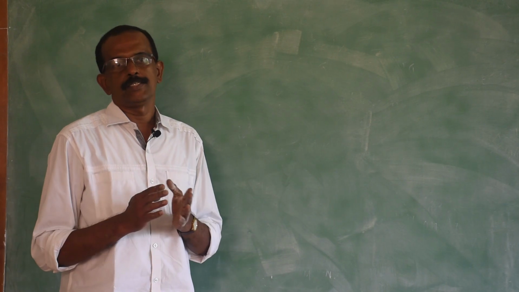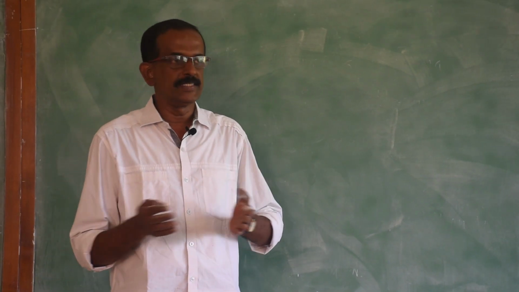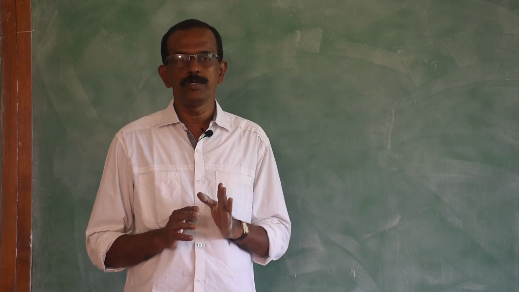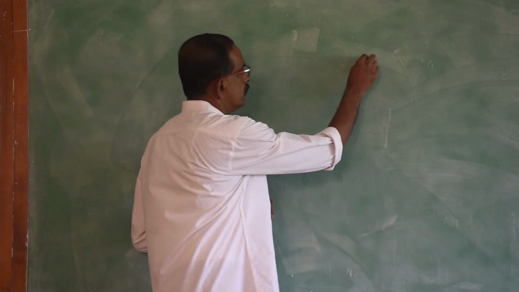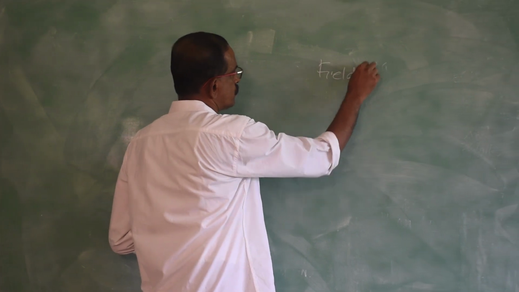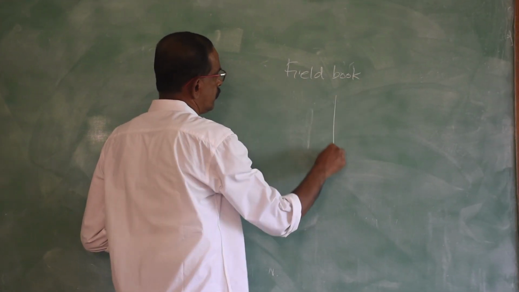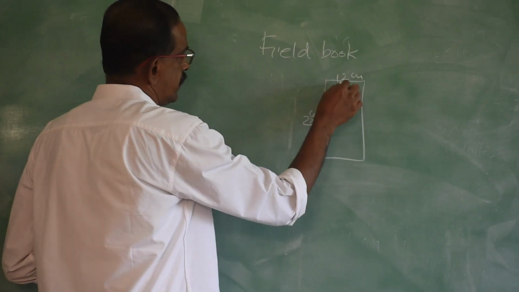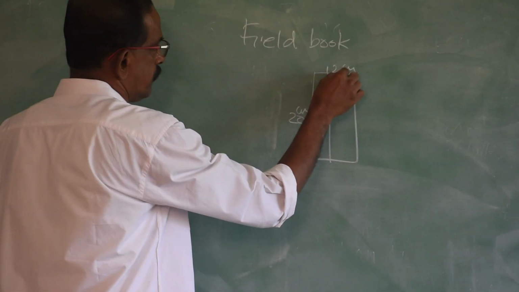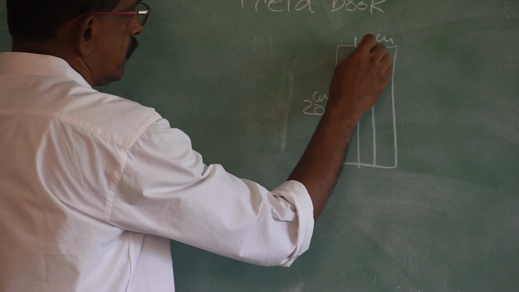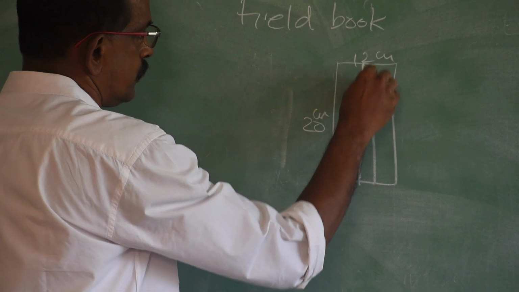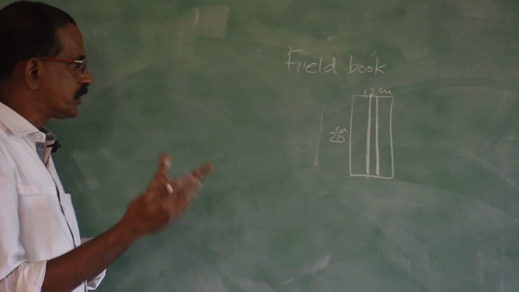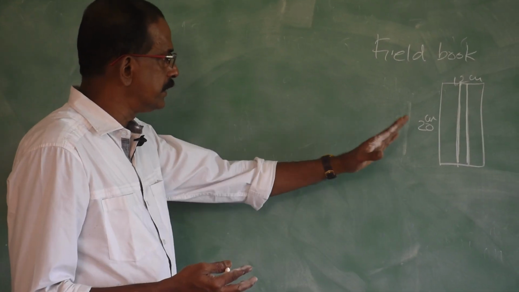Whatever measurements we are taking in the field, whether it is a length or an angle, should be entered in a small book that is called a field book. It is a small oblong book, about 20 centimeter by 12 centimeter in size, and it has a 1.5 centimeter gap. Two lines are there at the center, which is actually the margin. So, whatever measurements you take in the field should be entered in the field book.